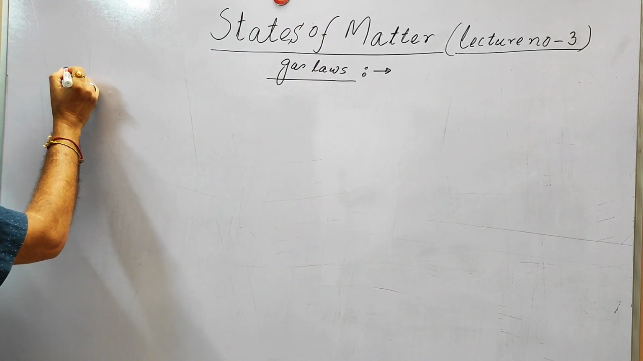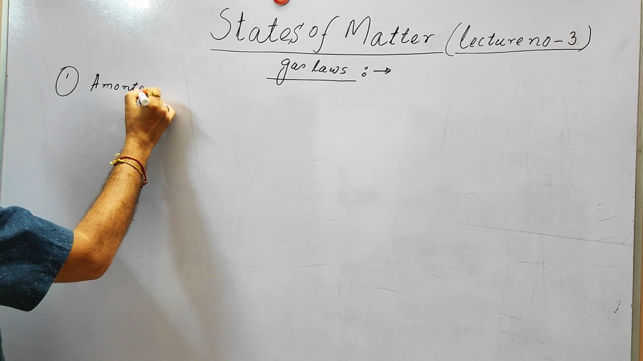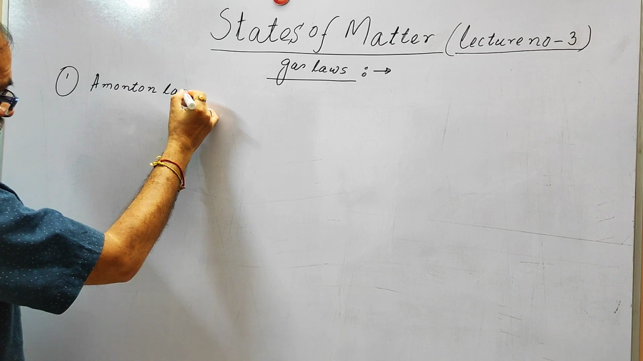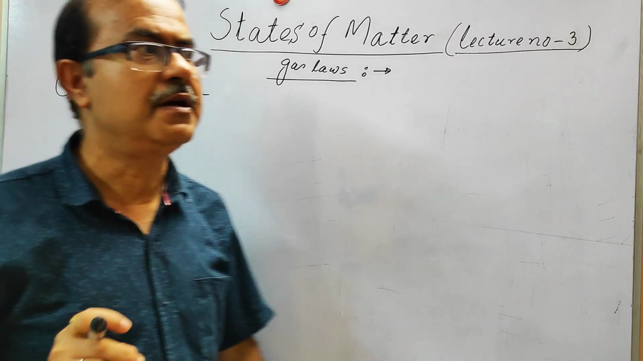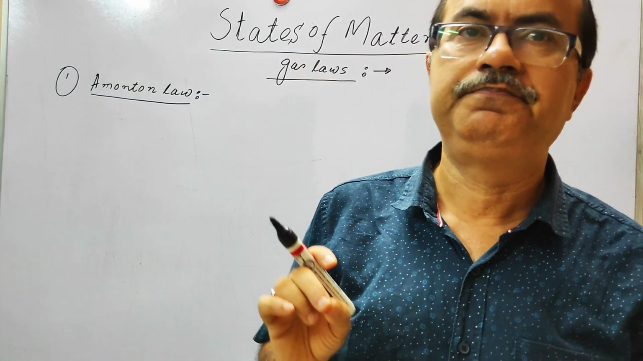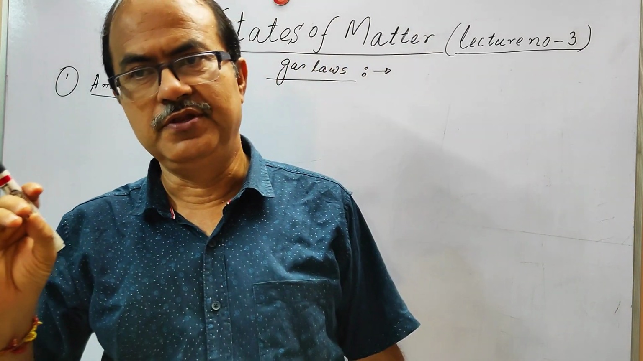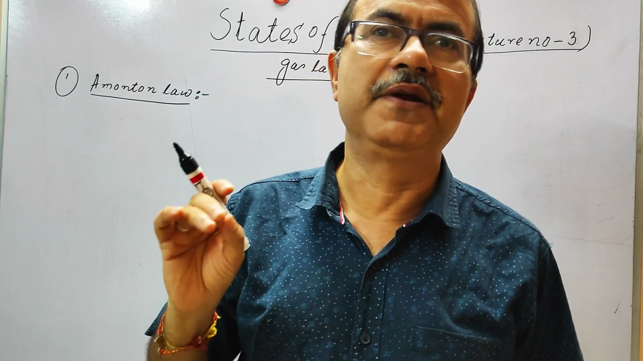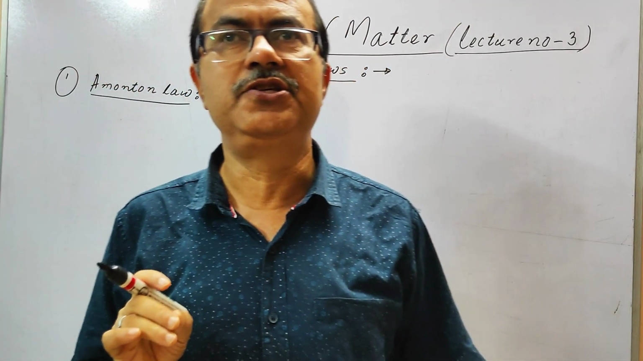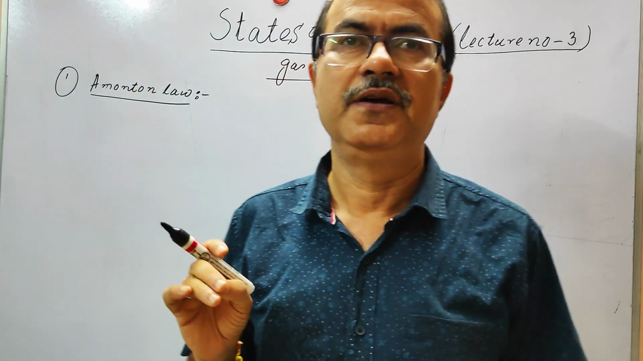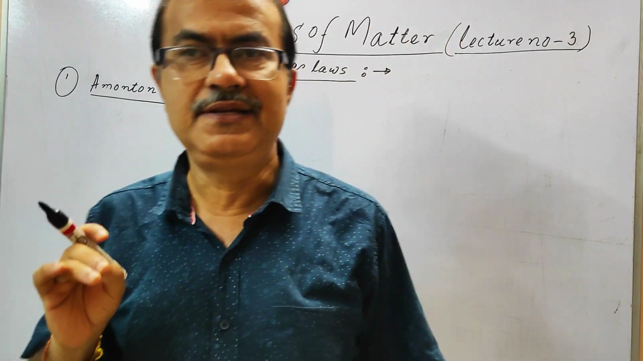First we are going to discuss Amonton's law. Amonton's law tells about the relationship between the pressure of the gas and the temperature of the gas at constant volume. How, with the increase or decrease of the temperature, is pressure going to be affected, at constant volume and for a fixed amount of gas? What does it state?